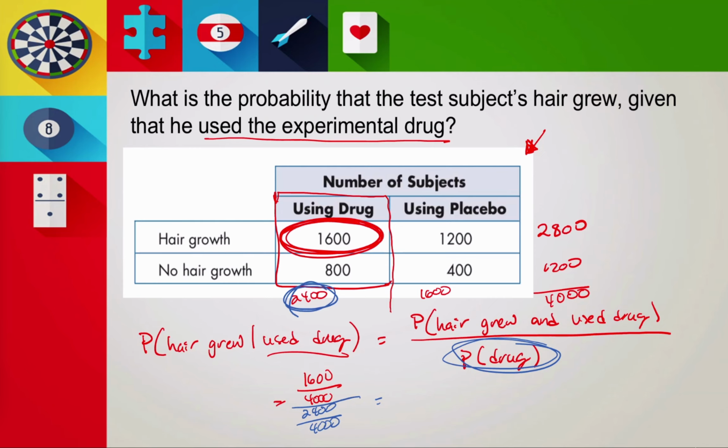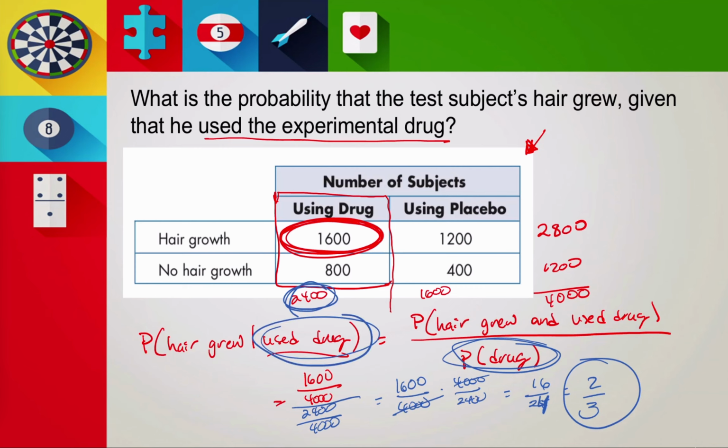And so we can keep, change, flip these fractions. Make that 4,000 out of 2,400. The 4,000s cancel. This is 16 out of 24, which is 2/3. So, given that they used the drug, the probability that they had hair growth is 2/3. Out of all the people who used the drug, 2/3 of them had hair growth.